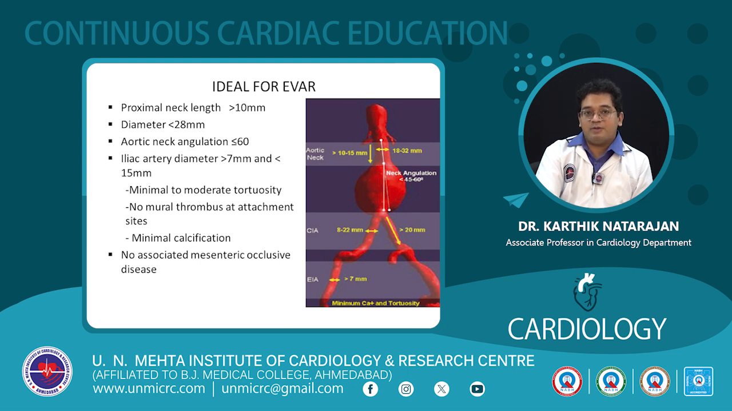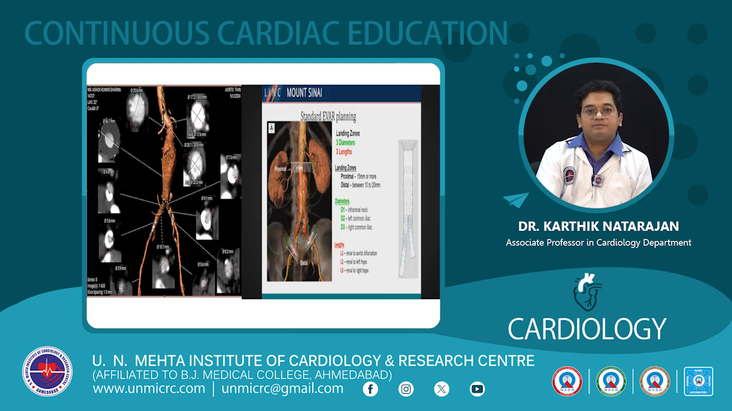The iliac diameter should be more than 7 millimeters, less than 15 millimeters, with minimal to moderate tortuosity. No mural thrombus at the attachment site. Minimal calcification. No associated mesenteric occlusive disease. So this is generally how the pattern of CT reporting is done.